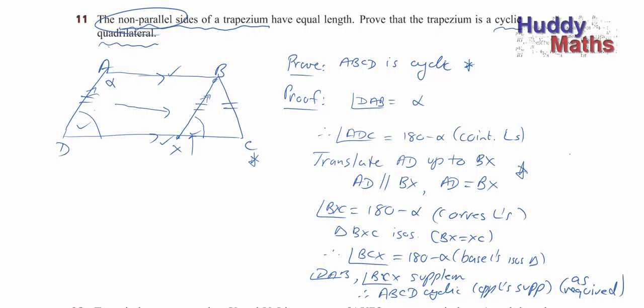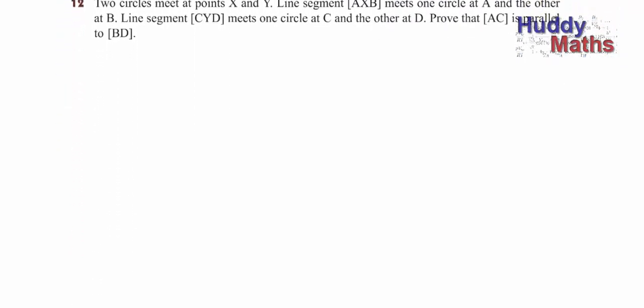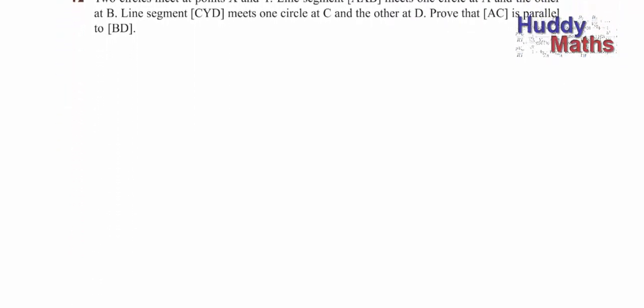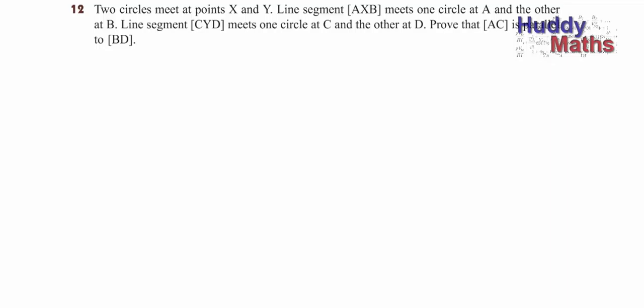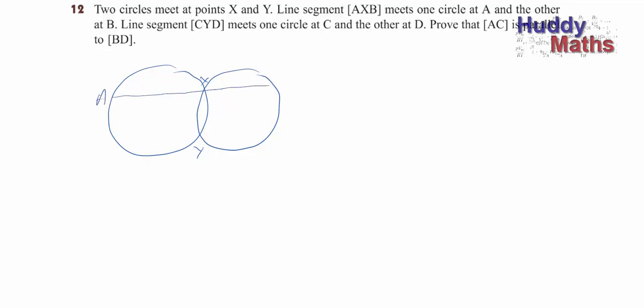Let's go on to question 12 now. So question 12 again doesn't have a diagram, so our first step with our strategy there is to draw a well-labelled diagram. So we've got two circles meeting at points X and Y. Let's have a look at that. What does that mean? Two circles, here we are, meeting at points X and Y. Okay, line segment AXB meets one circle at A and the other at B. So we've got to draw a line in here. A, and this is X, B.